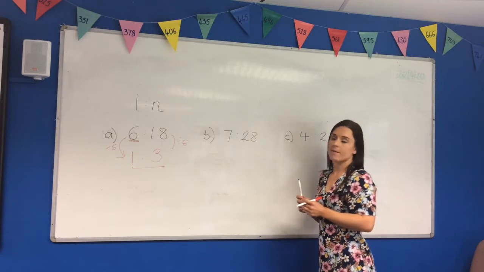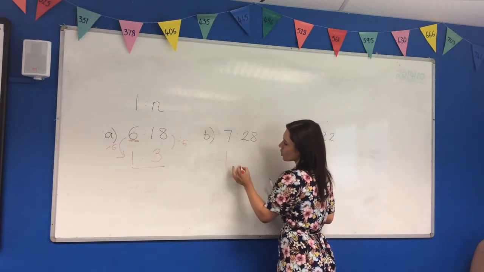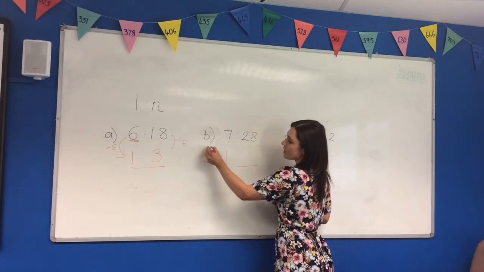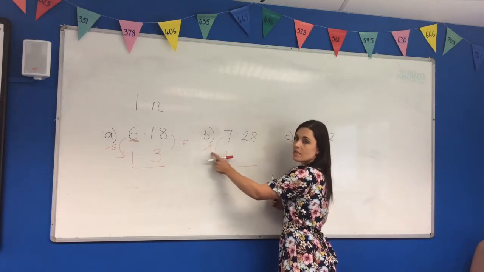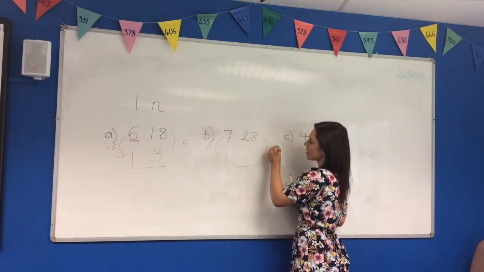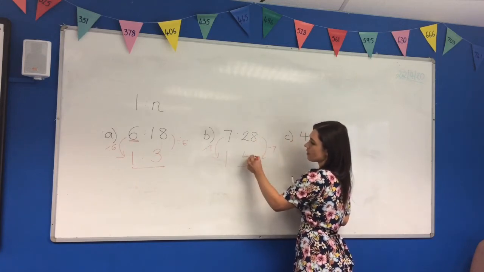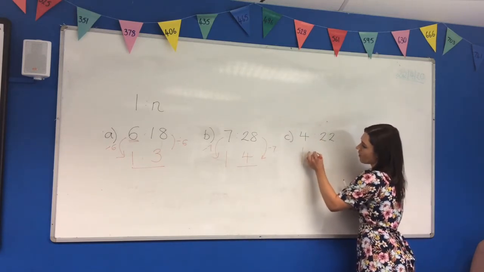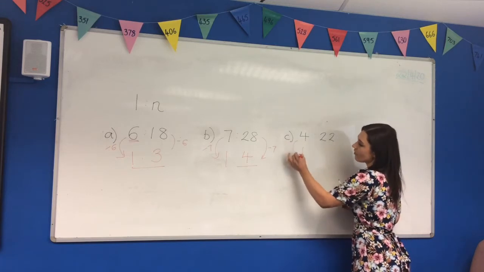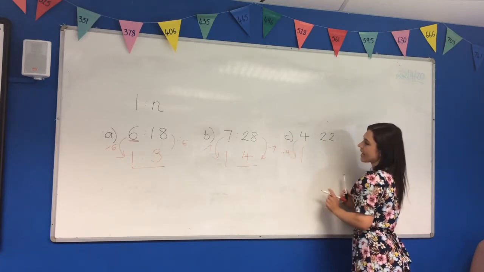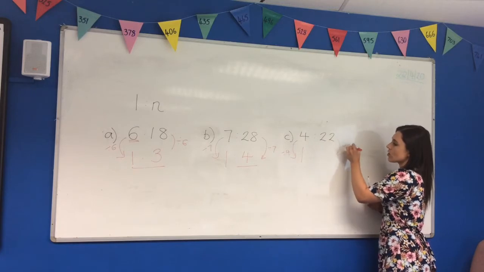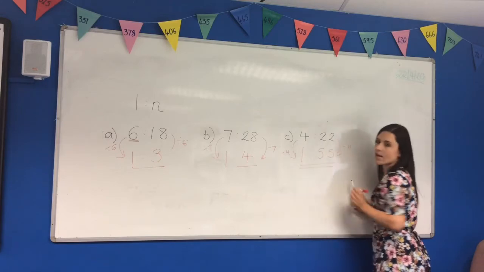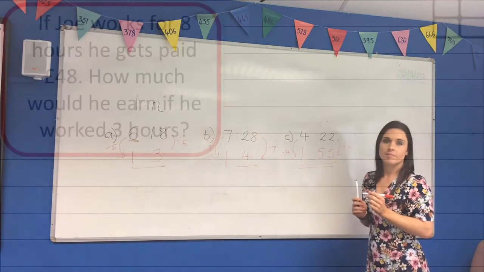Let's have a look at part B. We want to get it into the form 1 to a number. To get from 7 to 1, we divide by 7. Because we divided by 7 on this side, we must divide by 7 on this side. 28 divided by 7 is 4. And for C, again, we want 1 on the left-hand side of our ratio. We divide by 4 to get here, and on this side, we will also need to divide by 4. Here, the answer is 5.5. Don't be afraid of getting a decimal in your answer.